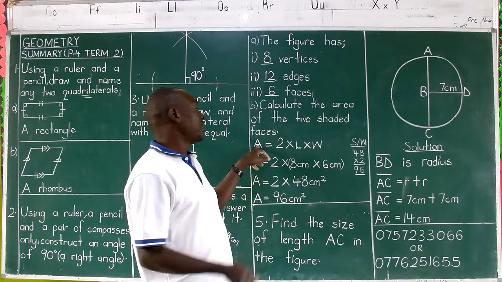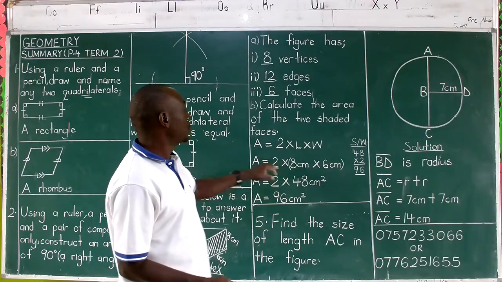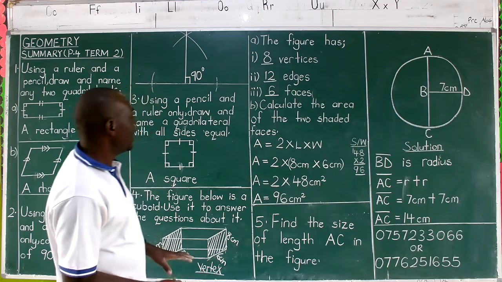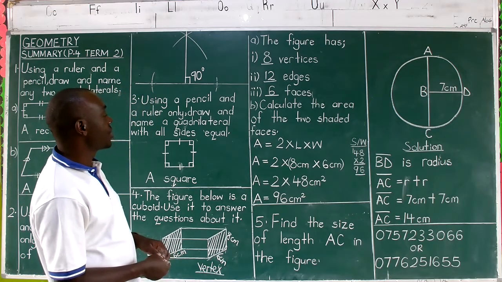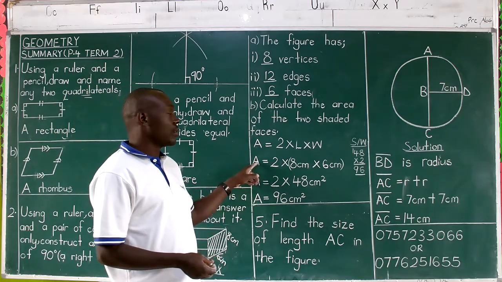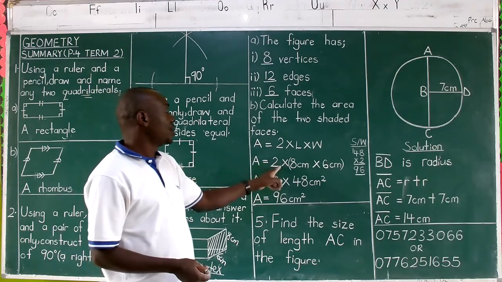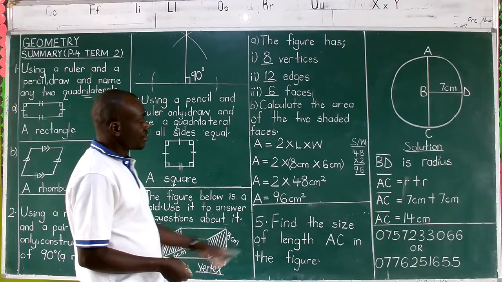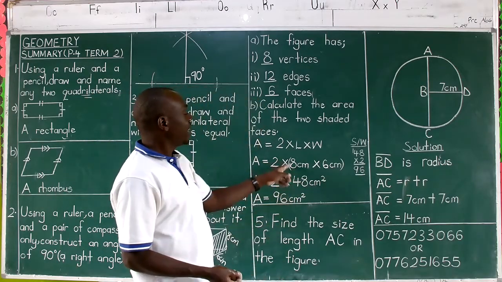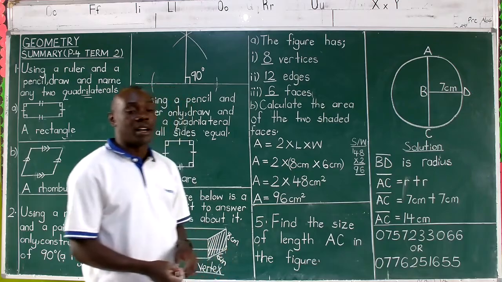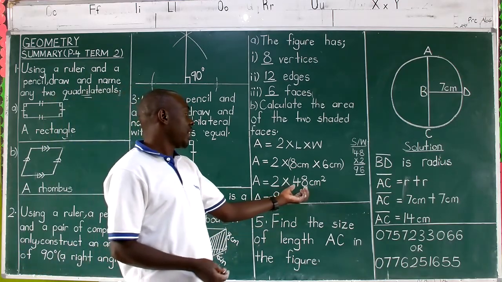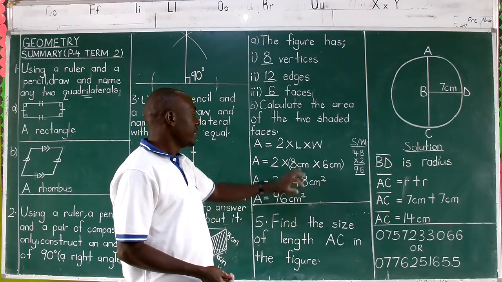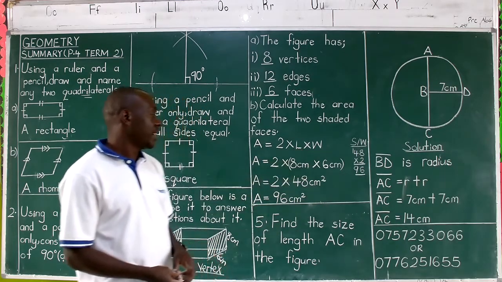Remember, area of 1 is length times width. Now there are 2. You say area equals 2 times length times width. The length is the longer side and the width is the shorter for any given rectangle. That's why you say area equals 2 times 8 centimeters times 6 centimeters. Where 8 times 6, if you know our multiplication tables, we shall get 48. Then centimeters times centimeters, centimeters squared. So you get 48 centimeters squared.